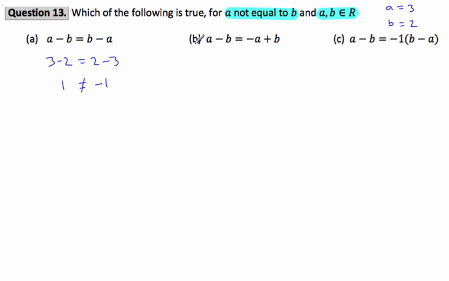Okay, then I'm going to try part B. A minus B, which is 3 minus 2 again, is equal to minus A, which is minus 3, plus B, plus 2. Okay, and if I work out the left hand side, 3 minus 2 is 1, and minus 3 plus 2 is again negative 1, and 1 is not equal to negative 1, so the values don't work here either.